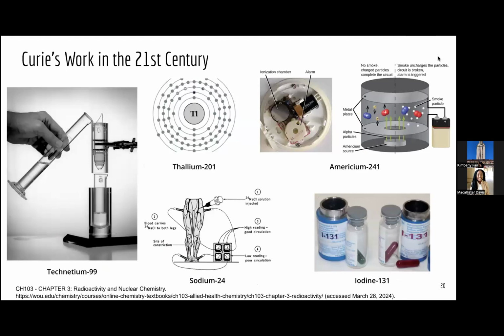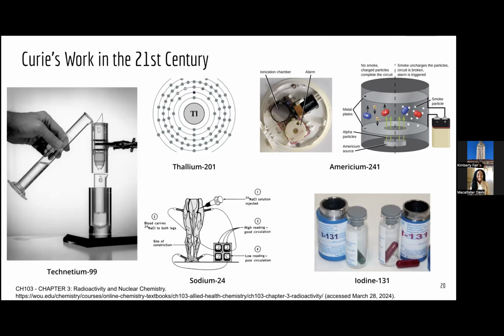Lastly, the Curies' work in the 21st century, so modern day, it actually is still very beneficial, such as through the use of radio tracers. So, technetium is a very important one, which is used to image damaged heart, liver, and lung tissue. Thallium 201, which becomes concentrated in healthy heart tissue. So, typically, thallium and technetium are used hand in hand to help diagnose any heart related issues.